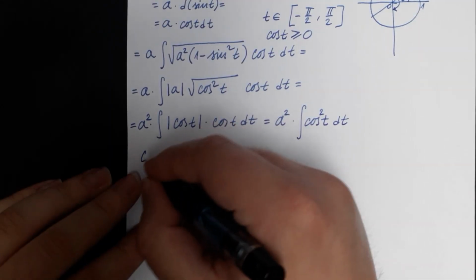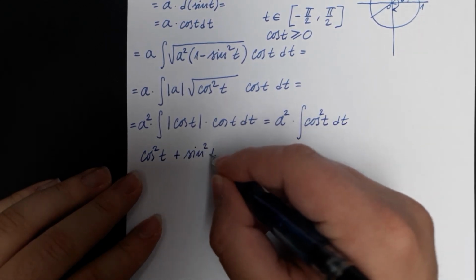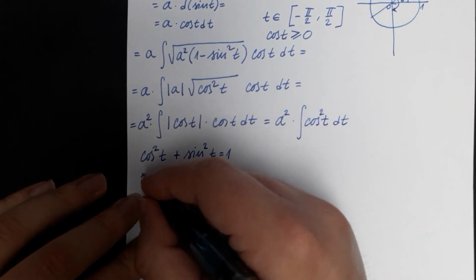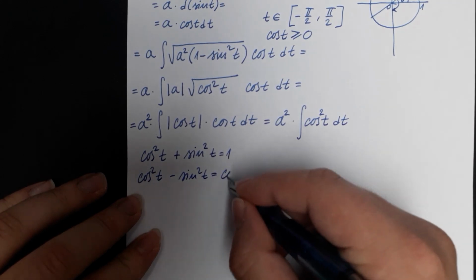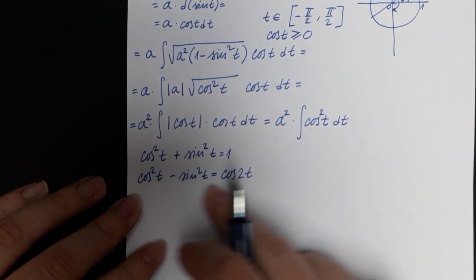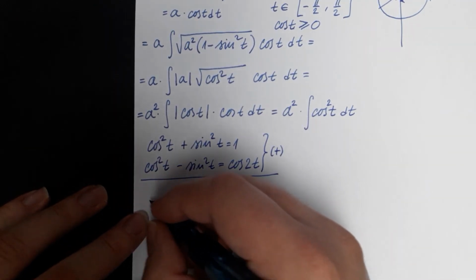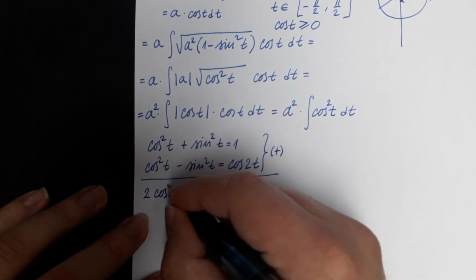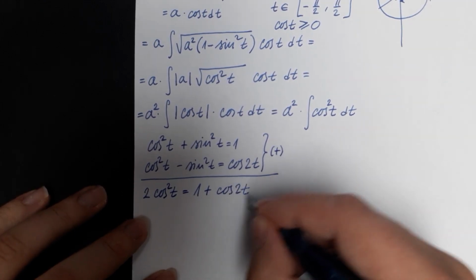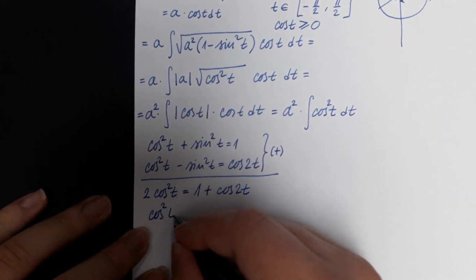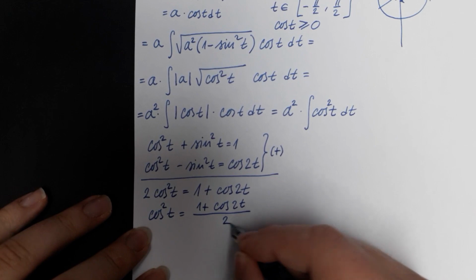A basic trigonometrical identity states that cosine squared of t plus sine squared of t is equal to 1, and we know that cosine squared of t minus sine squared of t is equal to cosine 2t. This is a trigonometrical formula for a double angle. So when we add up these two identities, we are going to be left over with 2 cosine squared of t being equal to 1 plus cosine of 2t, which means that cosine squared of t is equal to 1 plus cosine of 2t over 2.